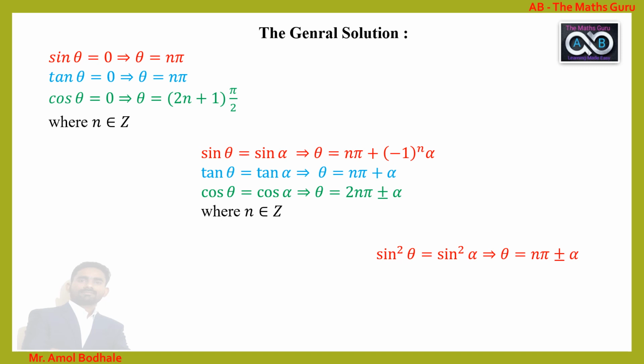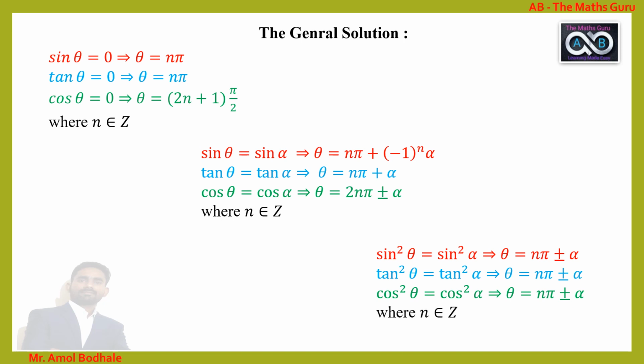Let's see the third type. For sin square theta equal to sin square alpha, tan square theta equal to tan square alpha, and cos square theta equal to cos square alpha, these all three statements have same solution, that is theta equal to n pi plus or minus alpha, where n belongs to Z. So you can remember, when there is a square of a trigonometric function, the solutions are the same. So you just have to remember all these results to find the general solution.